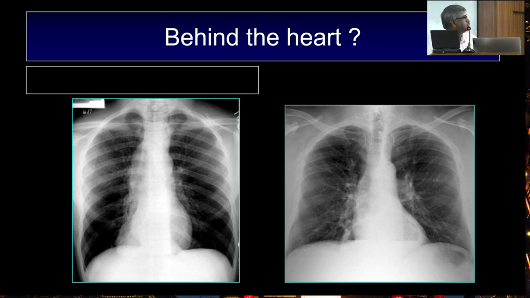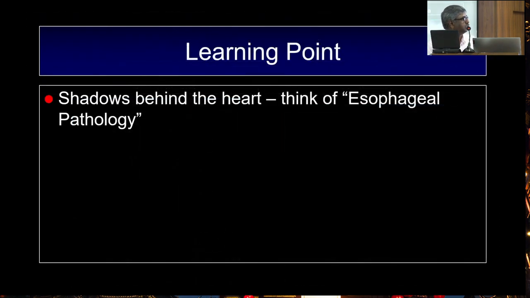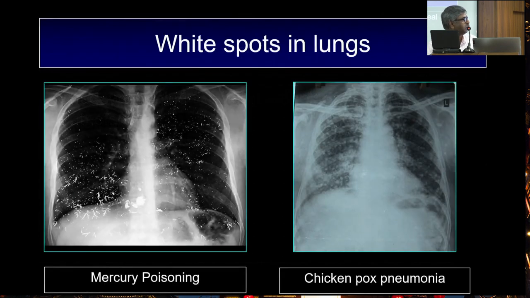Correct. So the diagnosis is achalasia cardia, the other diagnosis is hiatus hernia, both are esophageal diseases. Because of this fundal air shadow, you distinguish between achalasia cardia and hiatus hernia. So the learning point is, whenever you get a shadow behind the heart, think of an esophageal pathology. Rarely lung pathology can produce it, but the most common causes are esophageal pathology like achalasia cardia or hiatus hernia.